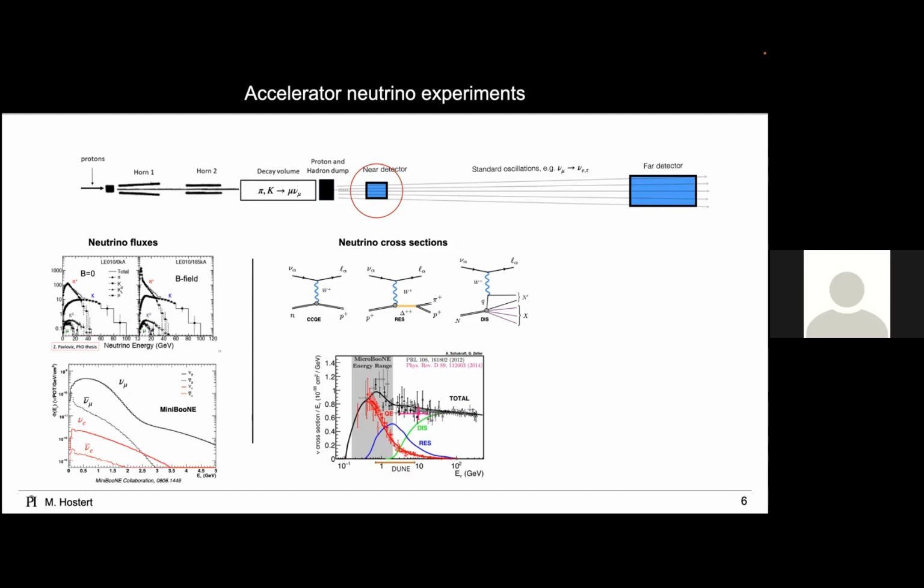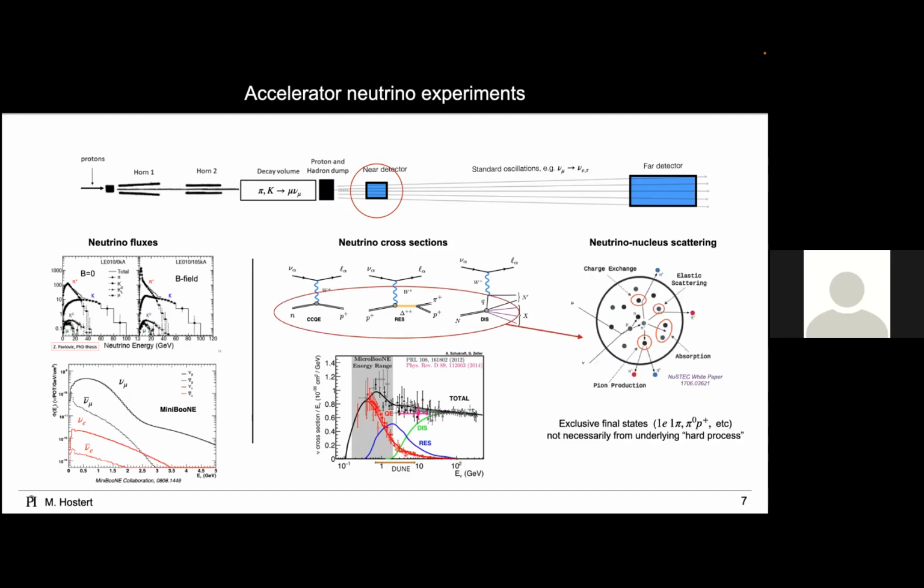And finally, you can undergo DIS scattering at much higher Q². But that's a very small fraction of the total cross-section. Here you see in the MicroBooNE and MiniBooNE energy range where you are in terms of these cross-sections. Most of your events are quasi-elastic, but there is still some significant chunk of resonant events and a very small amount of DIS.